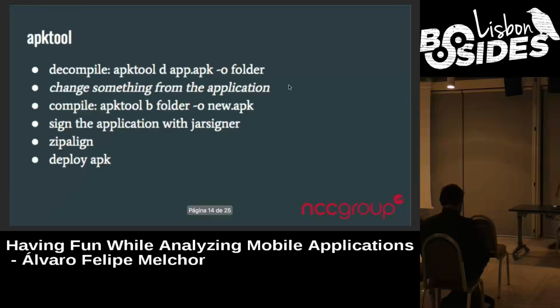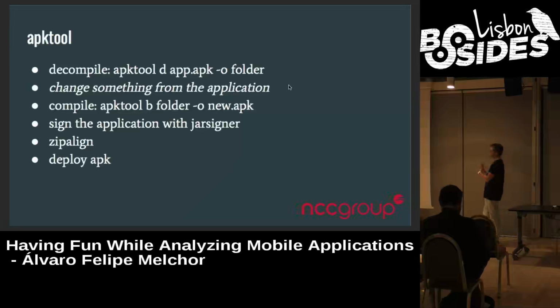So for the static analysis, you have APK tool. And normally the workflow with APK tool is you decompile the application, so you can change everything in it. You compile again, sign the application, you need to align it in order to be run, and you can deploy the application. The scenario in this case is, for example, your application, at the time of establishing a secure connection, is checking against a specific certificate.